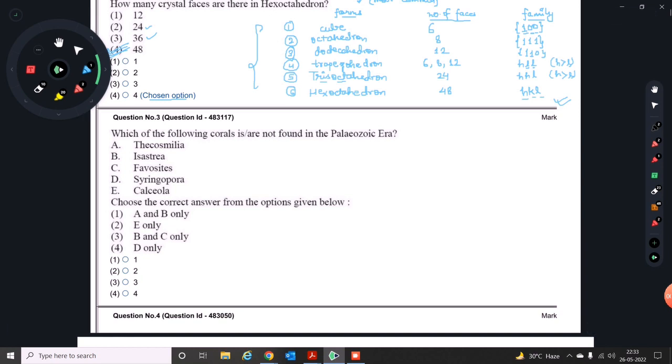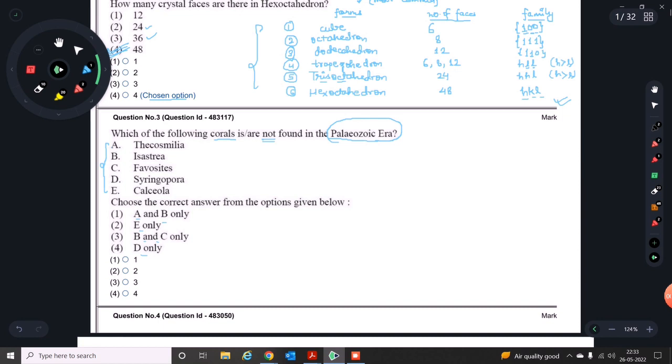Which of the following corals are not found in the Paleozoic era? Again, the question says not found. The options are A and B only, E only, B and C only, D only. So it is asking about corals not found in the Paleozoic era. That means you can go either way. There are 5 coral varieties, or subclasses, or families we can say, mentioned here.